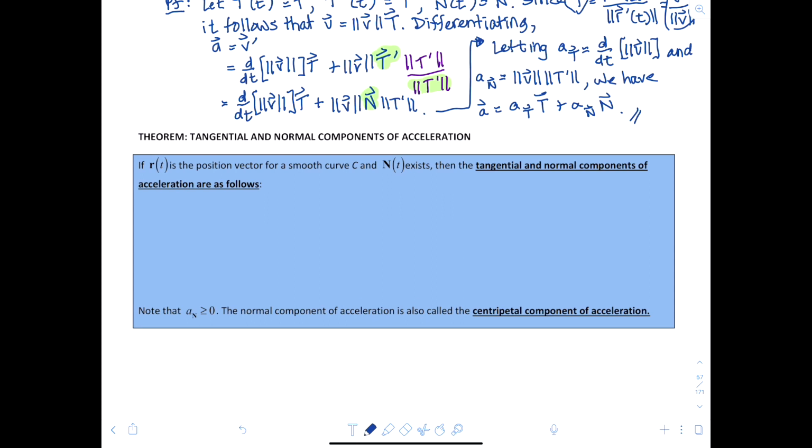Tangential and normal components of acceleration. So for this one, if r(t) is the position vector for a smooth curve C, and N(t) exists, then the tangential and normal components of acceleration are as follows. a sub T is equal to, this is just a different way of writing it, d/dt of the magnitude of the velocity vector v, which turns out to equal a dot T, the acceleration vector dot the unit tangent vector, and that's also equivalent to v dot a over the magnitude of v.